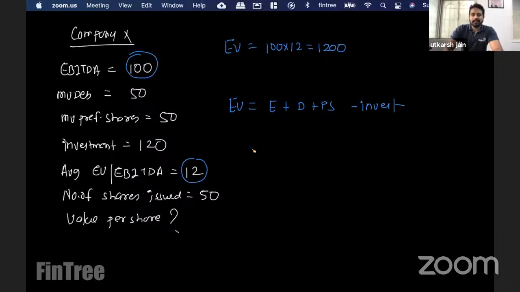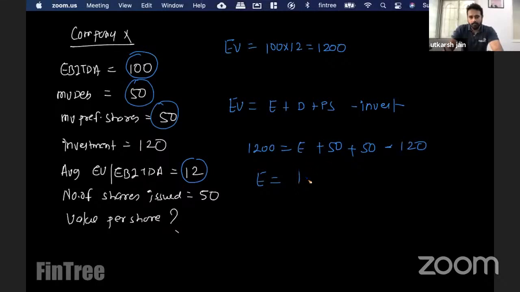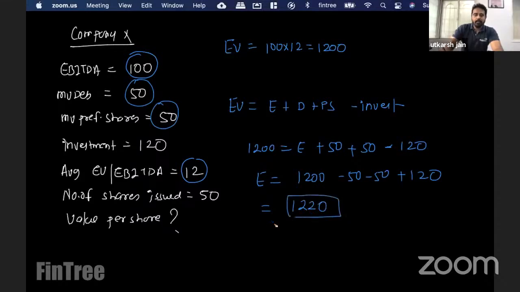Now, since EV is 1200, equity value is what we need to figure out. Debt value is known to us, which is 50. Preference share value is known to us, which is another 50. Investment is known to us, which is 120. Let's work a little bit around our equation. So we get equity is equal to 1200 minus 50 minus 50 plus 120. So what are we looking at? We're looking at 1220. Now, what is the value per share?